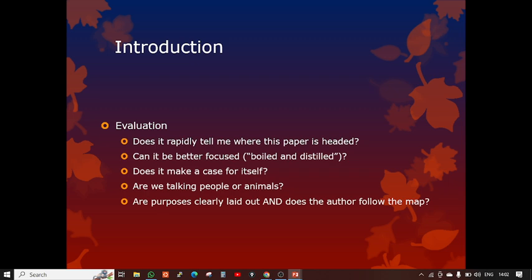There are also some English language choices that can impact the readers of this paper. For example, is it written as boil or distill, does it make a case, are you talking about people or animals, is the purpose clearly laid out, and does it allow the authors to map the paper or not. All these things are case specific, according to your idea and your research. You have to reevaluate these things clearly.